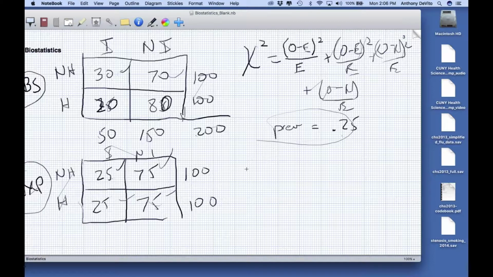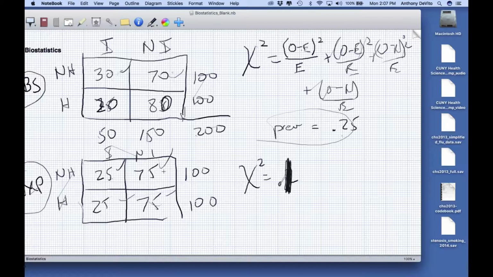Matter of fact, let me do it right now. Chi-square is equal to, let's start with this first box, upper left-hand corner. 30 minus 25 is 5. Squared is 25. 25 divided by the expected value, which was 25, is 1. Wait a second, am I right about that? No, I'm wrong. Let me do that again. 25 divided by 25 is 1. Don't let me get away with that stuff. Right? Is 1. Then I'm going to go to the upper right-hand box.